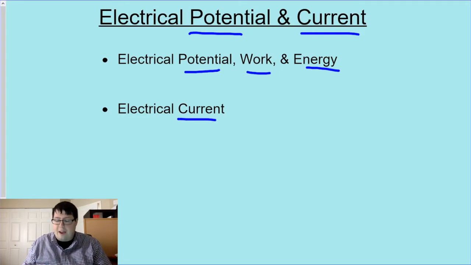Then we're going to finally define what electrical current is, talk about how it flows, and finally see some examples of how to calculate current flowing through a circuit.